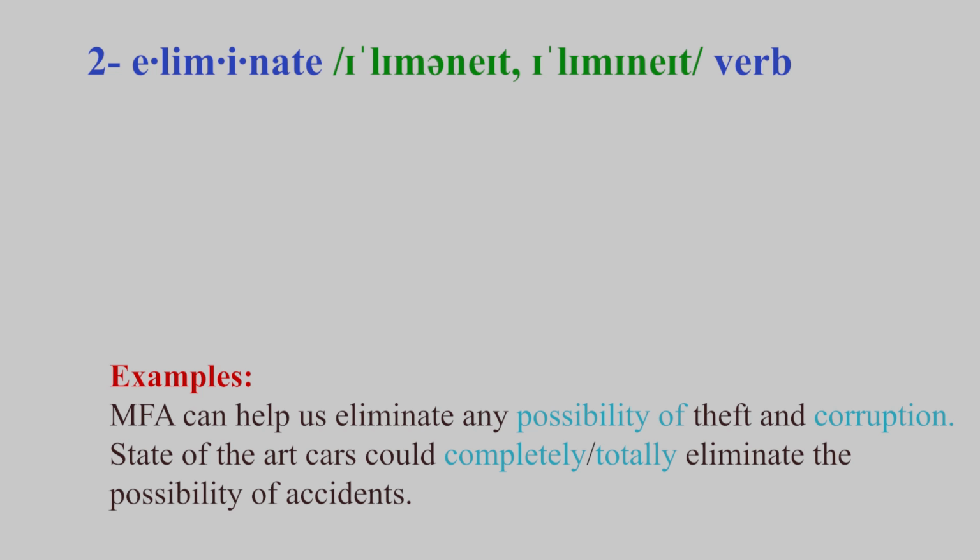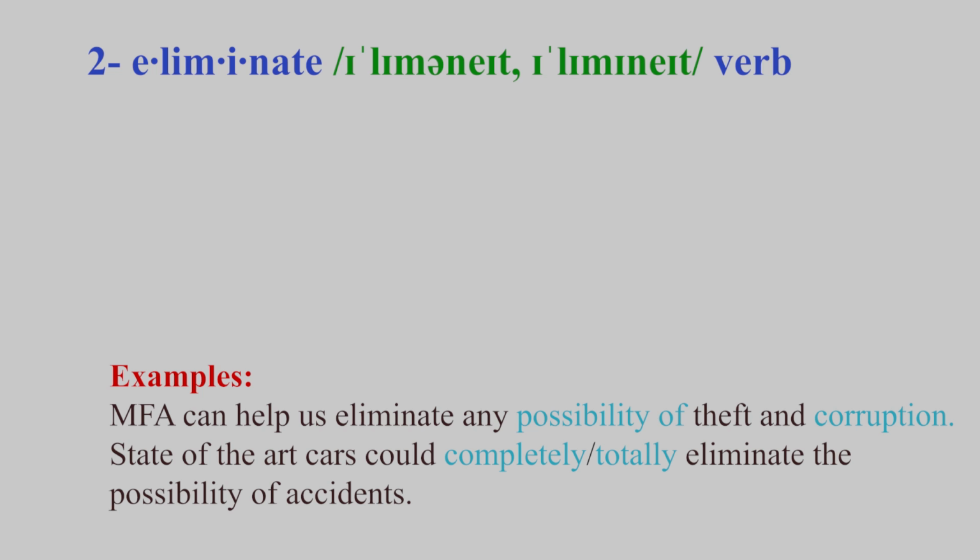And another usage of MFA is in Yahoo Mail or in Gmail. When you want to log in, you receive an SMS and you need to write the code as well as your password. So MFA can help us eliminate any possibility of theft and corruption. As you can see, "possibility of" is a collocation. In the second example, state-of-the-art cars could completely or totally eliminate the possibility of accidents. As you can see, there is another collocation, completely or totally eliminate.